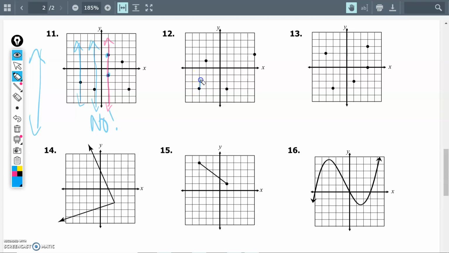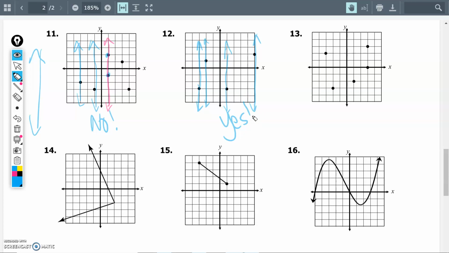Number 12, that's fine. It only crossed through once. That's fine. Only 1 dot. That's fine. Only 1 dot. And then here, it only crossed through 1 dot. So that's totally fine. Yes, it is a function.